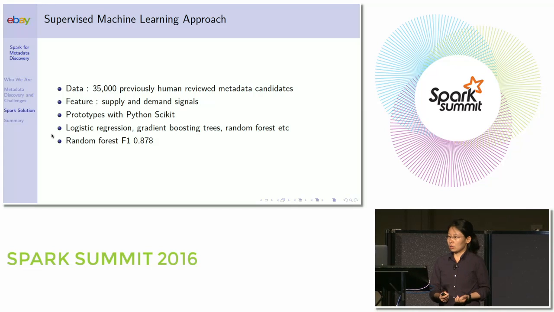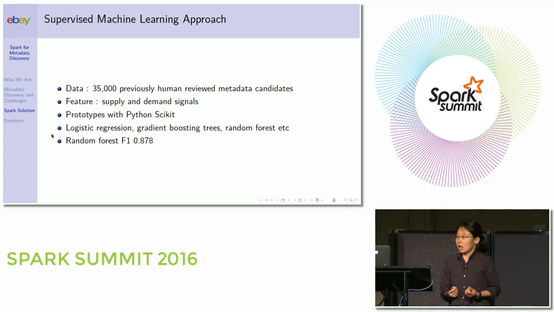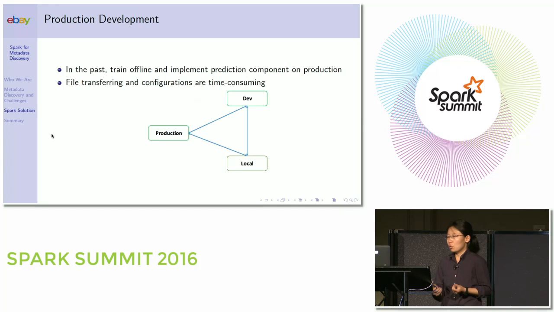So we collected around 35,000 human reviewed metadata candidates, and we associated the supply and demand signals with those candidates. So these are the features for those examples. We did prototyping with Python, and the results show that ensemble methods such as random forest have fairly good results, which supports our hypothesis. So we want to move forward to implement them in production.